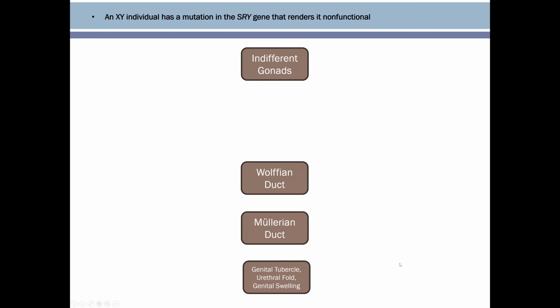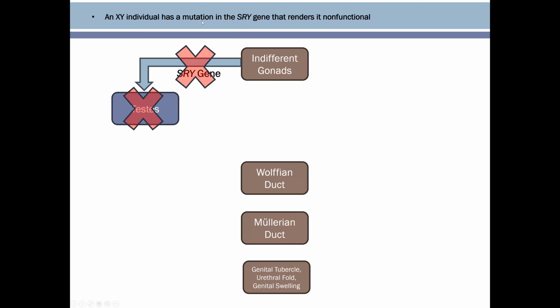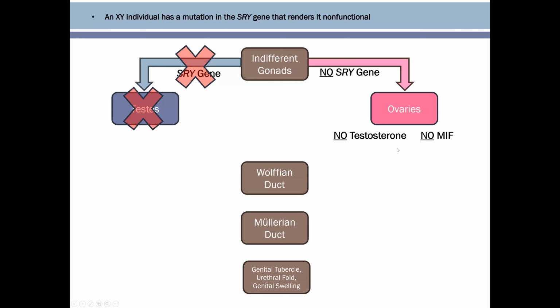Now let's look at an XY individual who has a mutation in the SRY gene that renders it non-functional. Normally, if I have an SRY gene on the Y chromosome, my gonads will develop into testes. But in this case, the SRY gene is mutated and doesn't work, so it's as if it does not exist. So without the SRY gene, the gonads will develop into ovaries. The ovaries are not going to produce testosterone or Mullerian inhibiting factor.